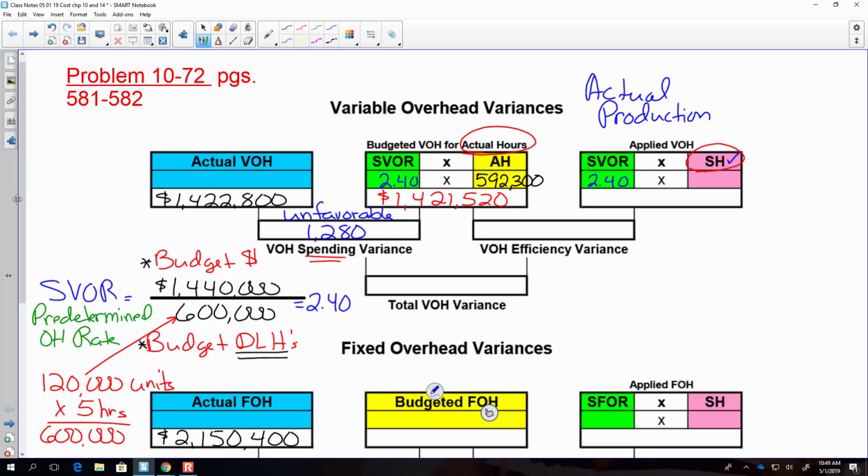Yeah, what's our actual units that we made? 118,600. Good. And then 5 was what we think it should take to make one unit, the standard, right? So this is what the author calls the allowed hours. That's what it should take us to make. And what is that amount, Kershaw? 593,000.